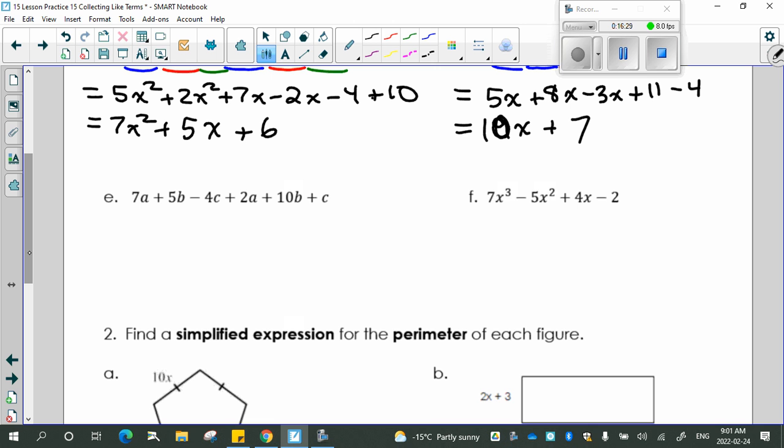So now instead of x squared, x's, and numbers, we've got a's, b's, and c's. It works the same way. So I'm going to pick a color to start with. I'll start with blue. So A is going to be my ending for blue. So I'm going to search through and see if there's any other A's. And then plus 5B, so red is going to be my color for B's. And green is going to be my color for C's, including the sign. So first step, underline. Second step is to regroup. And the sign moves with the term.